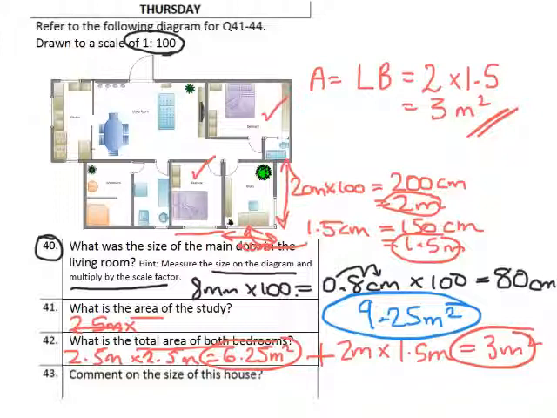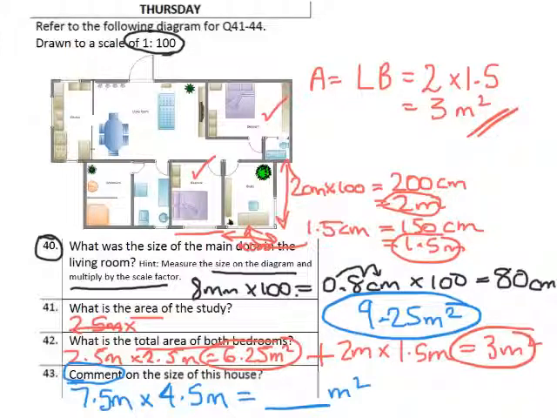Then it says comment on the size of this house in question 43. Now because this is a fairly open-ended question, comment just means give us a fact or a bit of information about this house. Now I've measured that it's about 7.5 metres long, and it is about 4.5 metres wide. You could work out the area of that if you want to and tell me how many square metres it is, and tell us a little bit about the size of the house, and that would be a good idea for the comment. Anyway, that's good enough for that one, so let's go on to the next section.